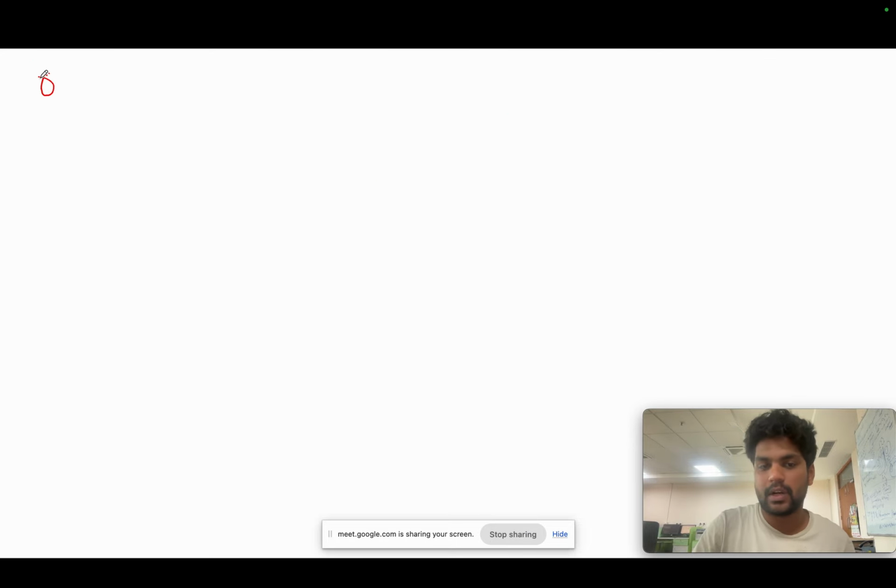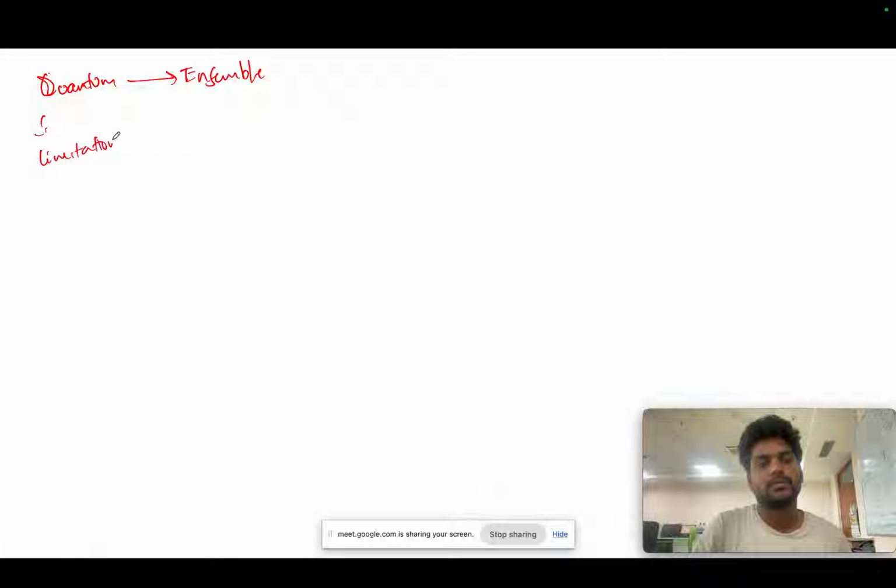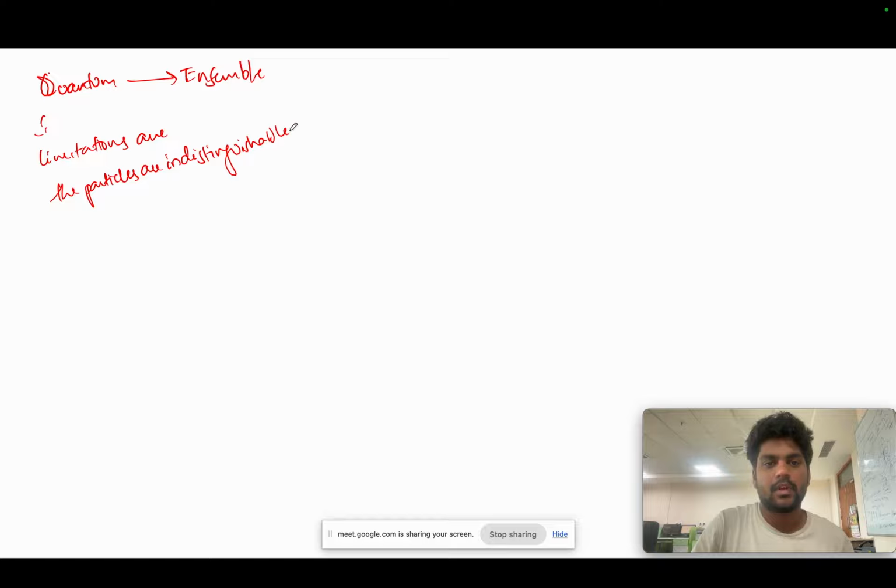because then we came from quantum to ensemble. So what are the limitations in the quantum? In quantum mechanics, the basic limitations which we have considered are that the particles are indistinguishable, and they won't interact with each other.